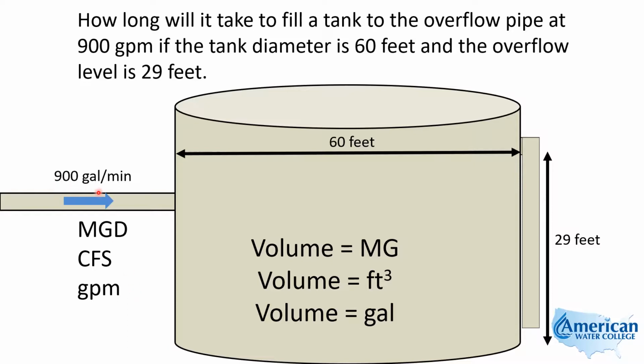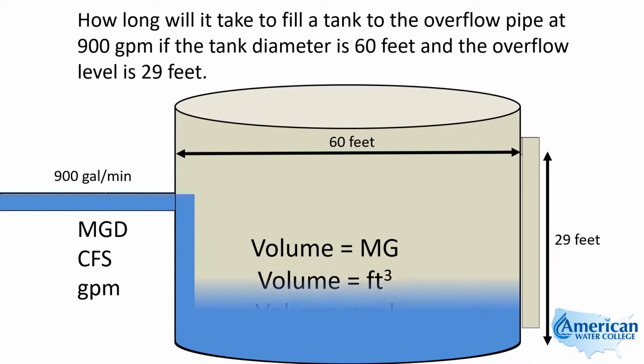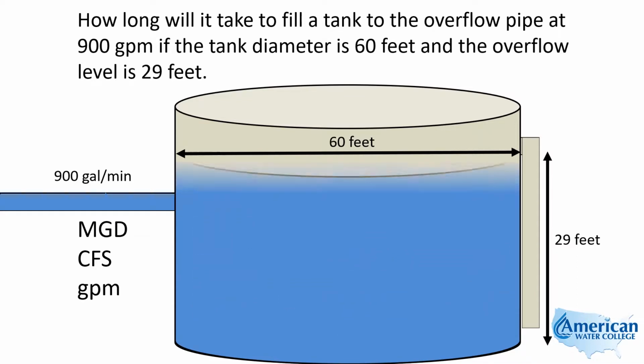So we've got flow of 900 gallons per minute coming in. Let's see what goes on here when we fill this tank. We're going to fill the tank to that 29-foot level, and then it's going to overflow. So as we're filling this tank at 900 gallons per minute, how long is it going to take?